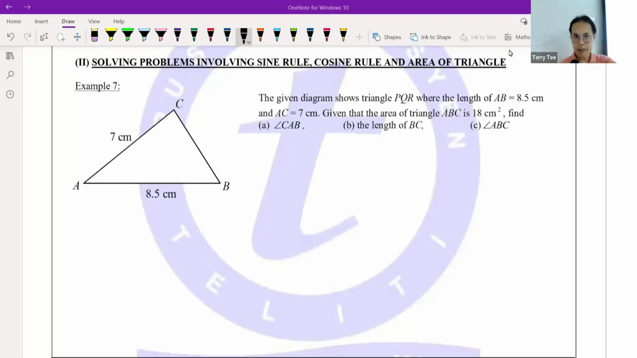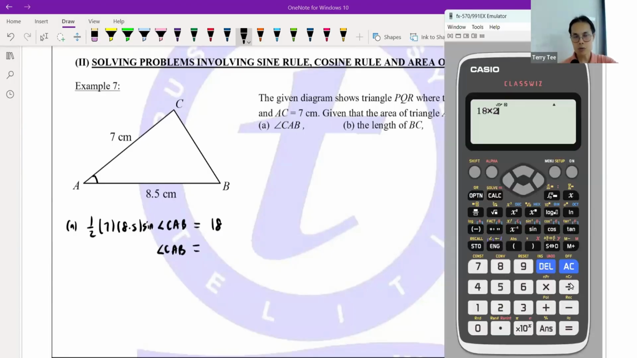In the given diagram, the lengths of AB and AC are given, and the area of the triangle is 18. Find CAB. CAB is this angle. So let's use half ab sine C, where C is angle CAB. The result is 18. Let's find this angle first. I will take 18 times 2, divide by 7, divide by 8.5, whatever we get, shift sine, answer equals 37.23.